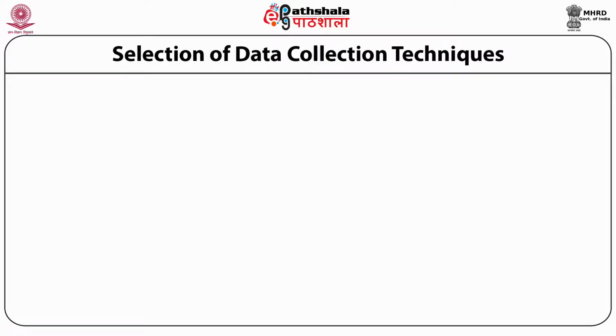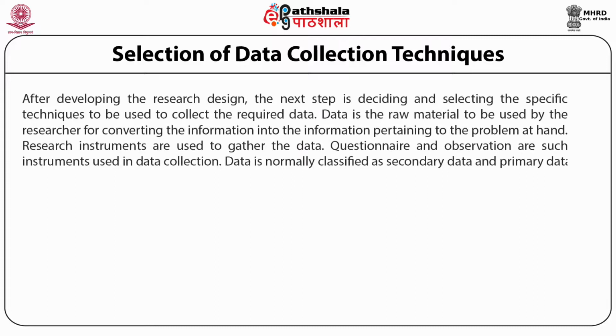Selection of data collection techniques. After developing the research design, the next step is deciding and selecting the specific techniques to be used to collect the required data. Data is the raw material to be used by the researcher for converting into information pertaining to the problem at hand. Research instruments are used to gather the data. Questionnaires and observations are such instruments which are used in data collection.